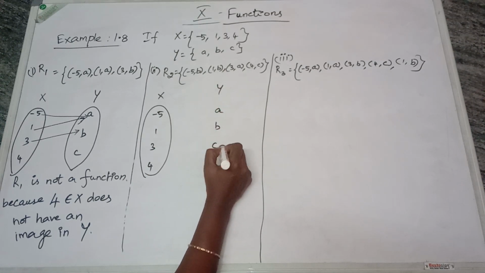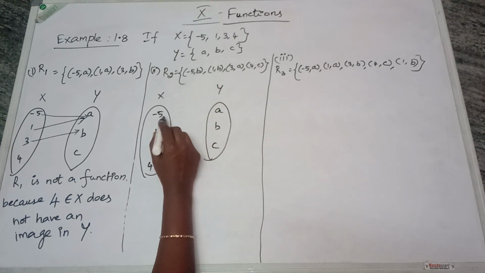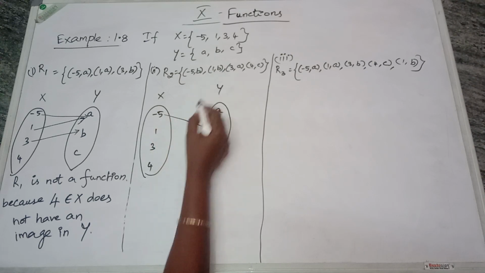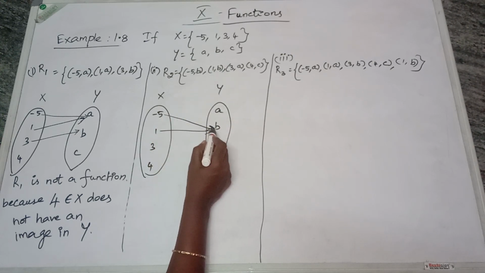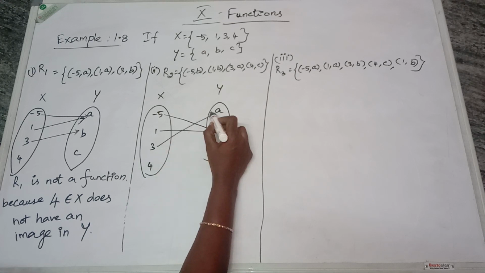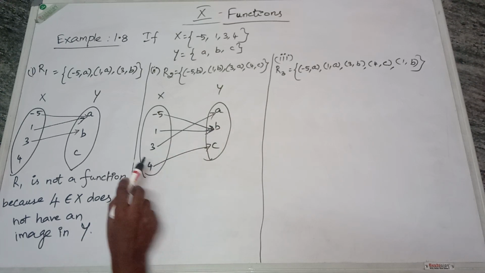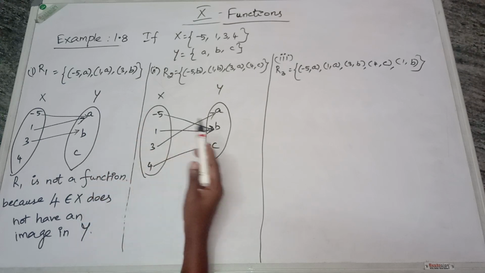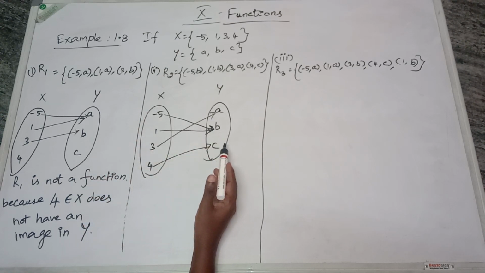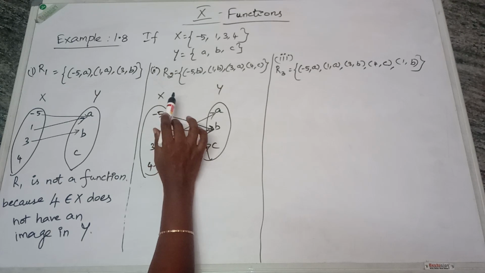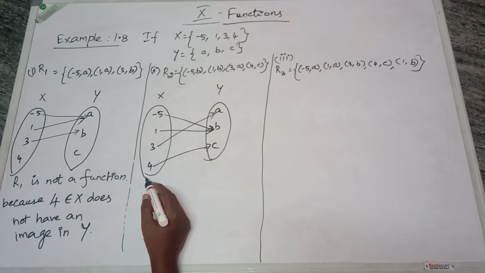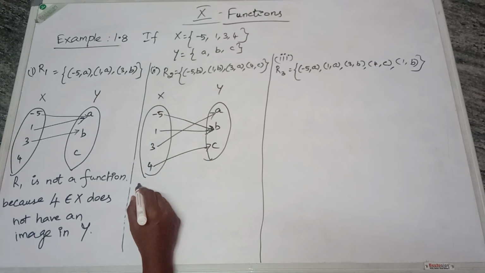Y is a, b, c. Then -5 is related to b, 1 is related to b, and 3 is related to a, 4 is related to c. Okay, see this picture. Every element in domain has an image in the codomain. So we can say this relation R2 is a function.